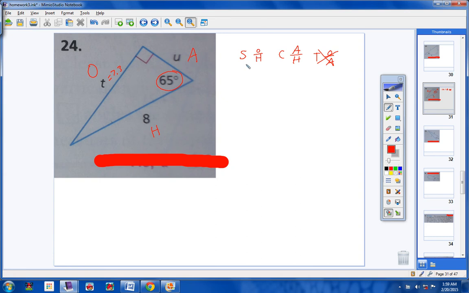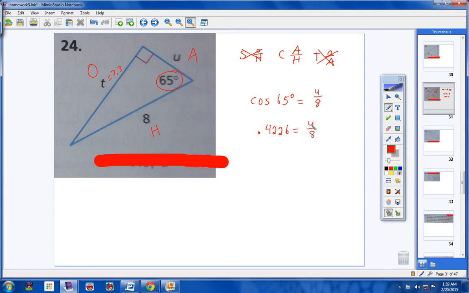Alright, we just used sine to help us find the length of T. Now let's use cosine. So the cosine of 65 degrees equals adjacent over hypotenuse. Of course, cosine of 65 is just a decimal, an actual number, and you get 0.4226 if you round correctly. So 0.4226 equals U over 8.